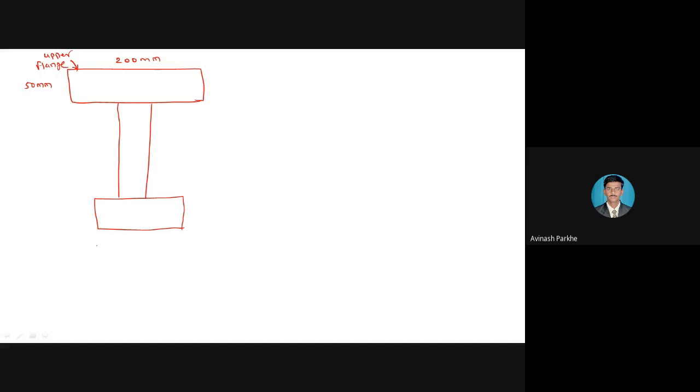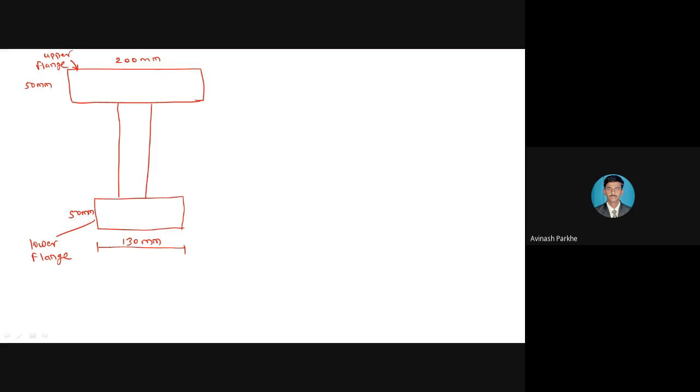Then the bottom flange has a horizontal distance of 130 mm, and the thickness is once again 50 mm. This is called the lower flange. Please draw this particular figure in your notebook also.